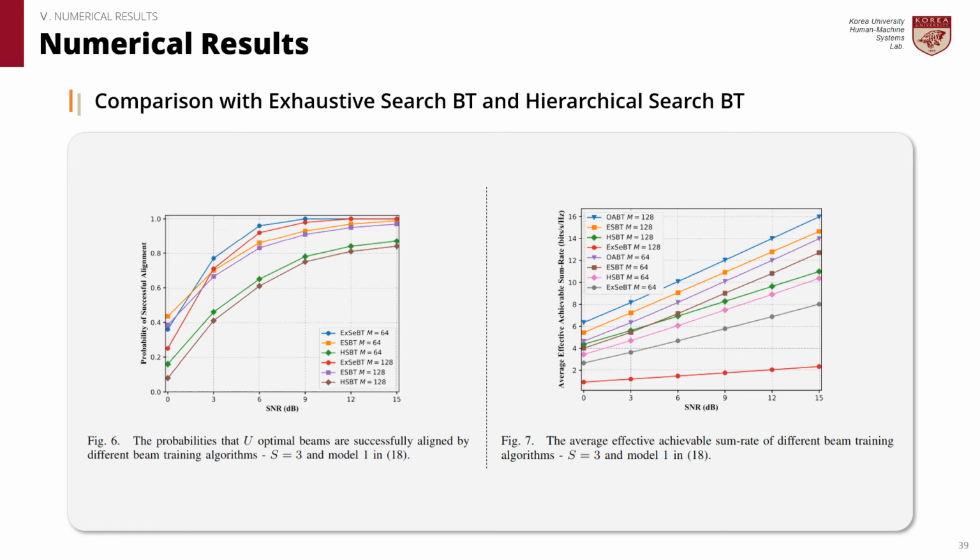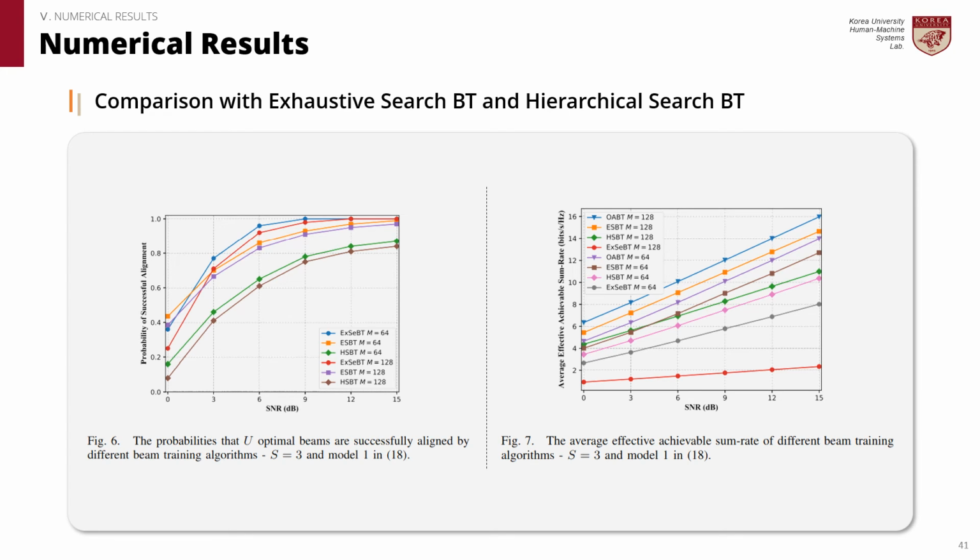The probability of successful alignment and the average effective achievable sum rate, which is AEASR, are used to evaluate the performance of different beam training algorithms. For comparison, simulation results of the exhaustive search-based beam training algorithm, for short EXSEBT algorithm, and the hierarchical search-based beam training algorithm, for short HSBT algorithm, are also provided.